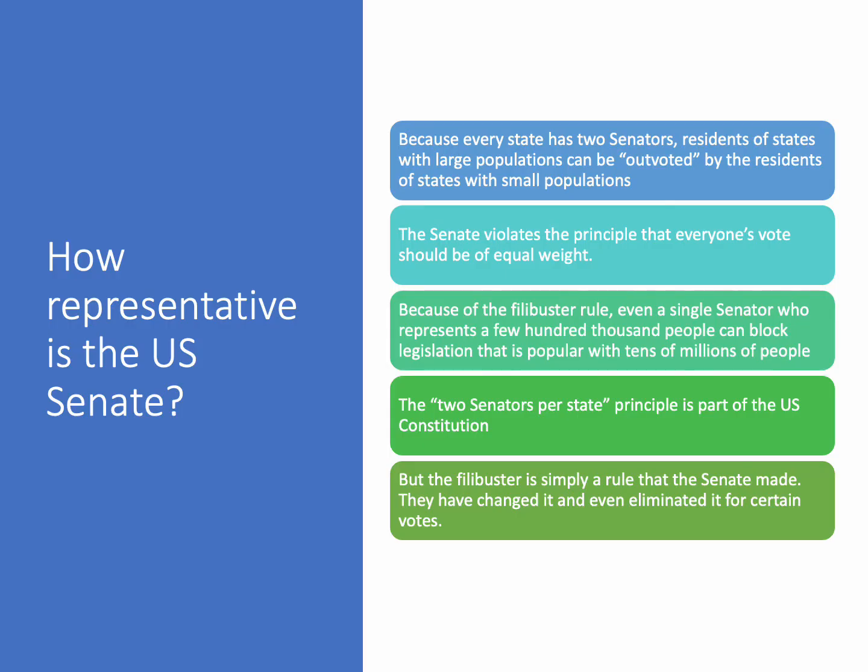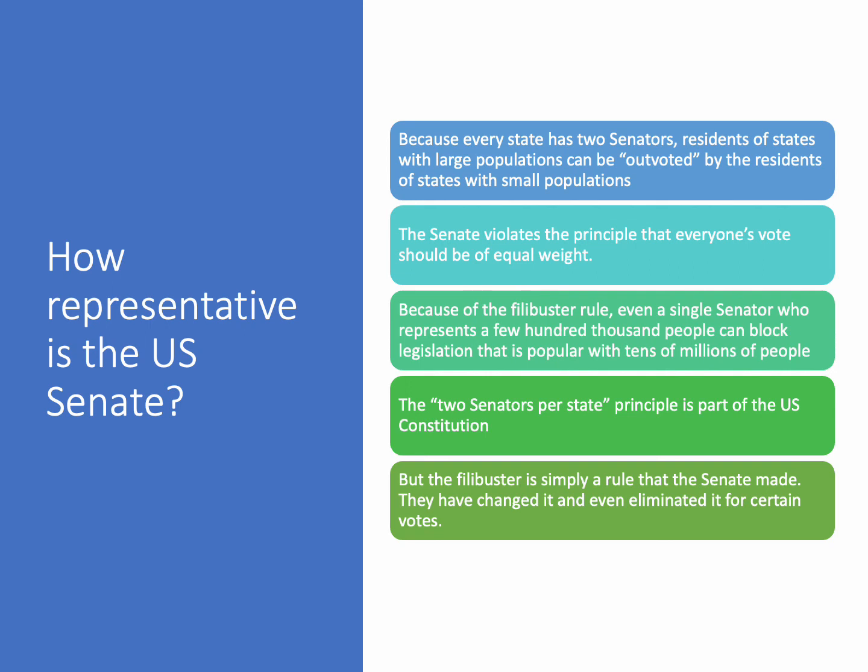Now, I want to spend a little bit of time on the issue of how representative the U.S. Senate really is. In the next video, we're going to talk about the whole notion of representation, but look at this. Because every state has 2 senators, but the states all have different populations, the residents of the states with the large populations can essentially be outvoted by the residents of the states with small populations. So the Senate violates that principle we just heard about with the House, that everyone's vote should be of equal weight. Not in the Senate they aren't.